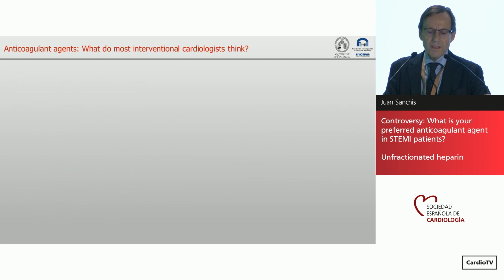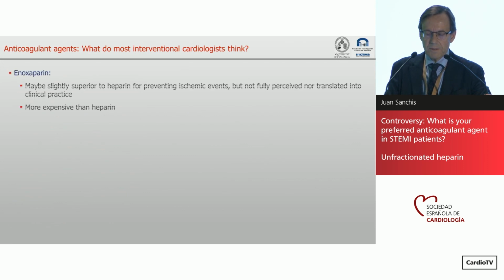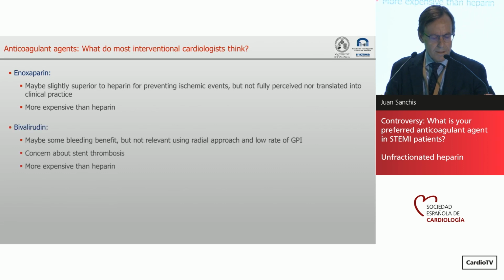What do most interventional cardiologists think? This is just my opinion. Enoxaparin may be slightly superior to heparin for preventing ischemic events, but this is not fully perceived nor translated into clinical practice. In addition, it is a more expensive drug than heparin. Bivalirudin may have some bleeding benefit, but perhaps not relevant using the radial approach and a low rate of GPI. There is concern about stent thrombosis, and it's also a more expensive drug.